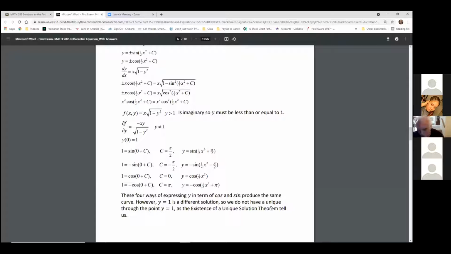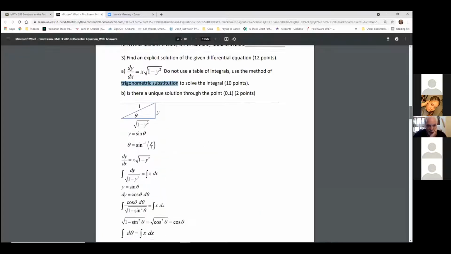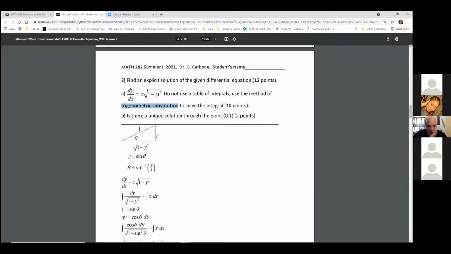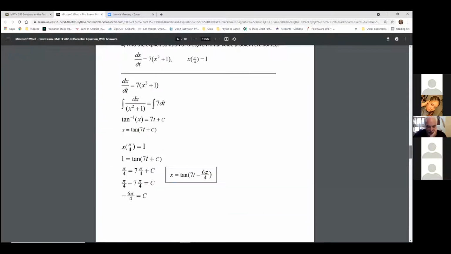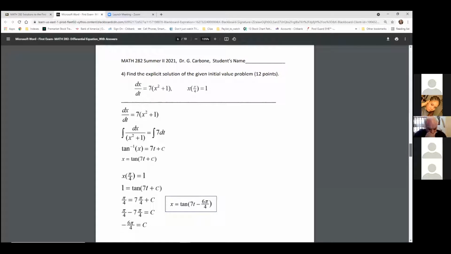But all you had to do was this test. The partial of f with respect to y tells you that y cannot be equal to 1. And sure enough, there are two solutions. The solution y equals 1 is also a solution. You put y equals 1 here and you'll see this is 0, and the derivative of y with respect to x is 0. So you don't have a unique solution. Mostly everybody got this right.